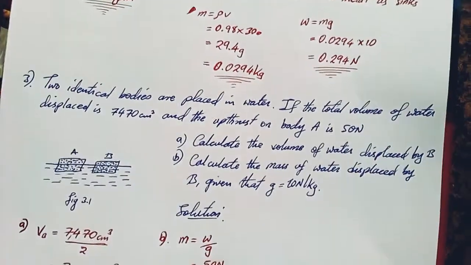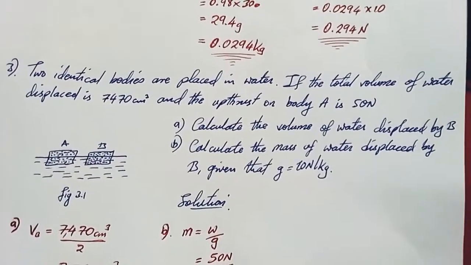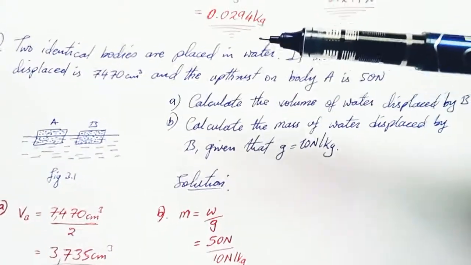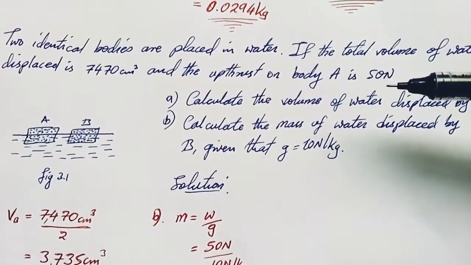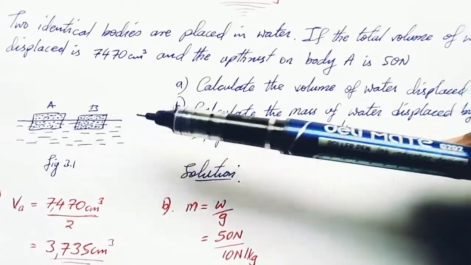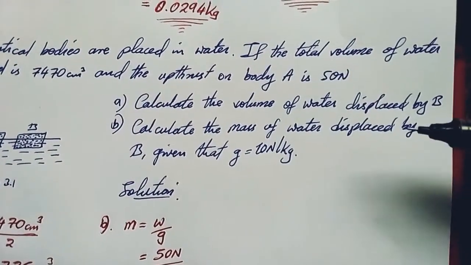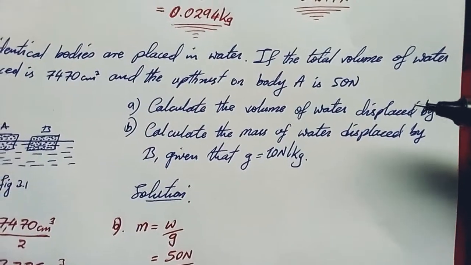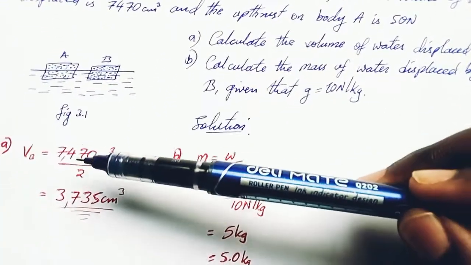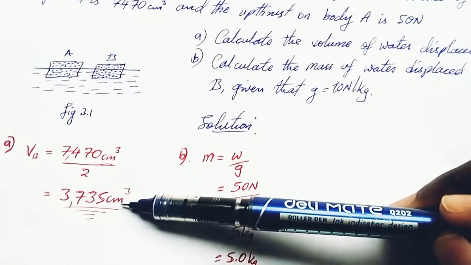The next question: two identical bodies are placed in water. If the total volume of displaced water is 70 cubic centimeters and the upthrust on body A is 50 newtons, if they're identical, this one is also 50 newtons. Calculate the volume of water displaced by B. The fact that they are identical means they're of the same volume, so you simply divide this volume by 2.